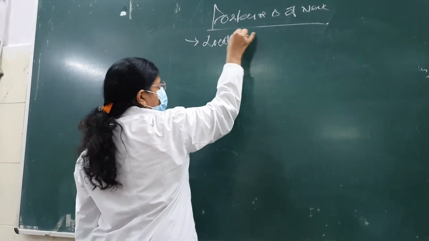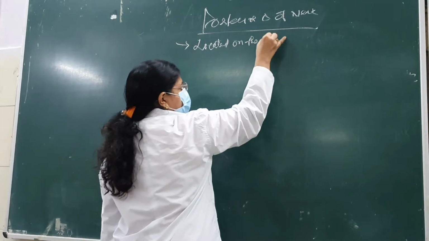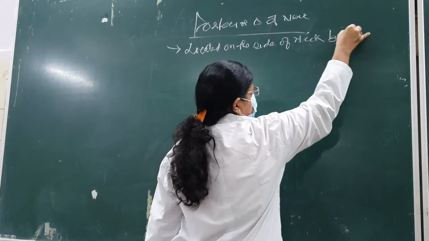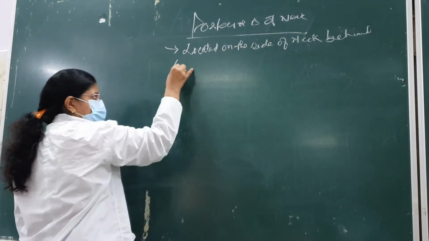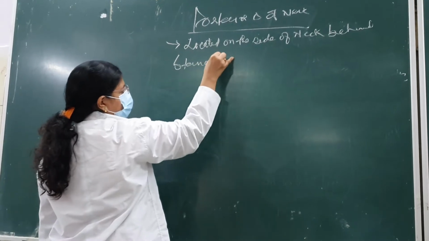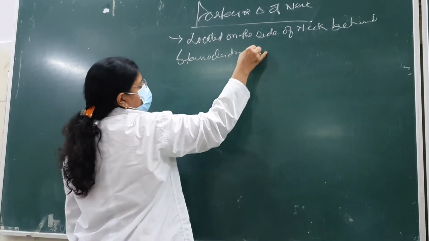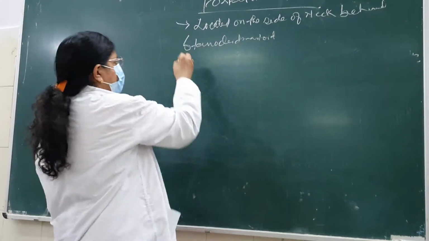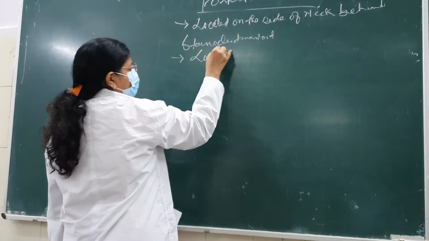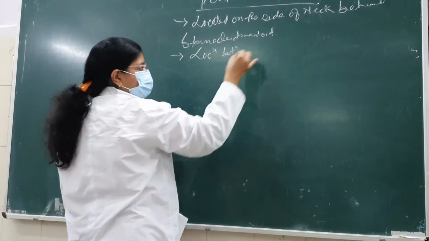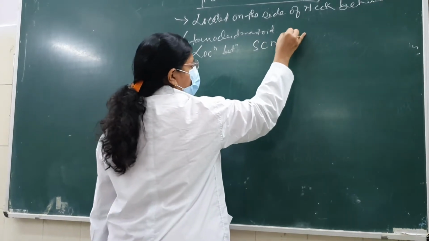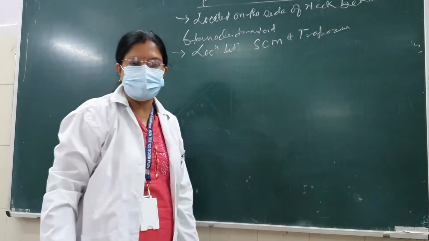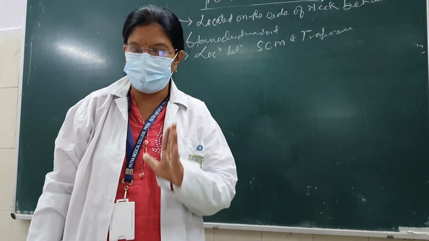So the posterior triangle is located on the side of the neck behind the sternocleidomastoid. Behind the sternocleidomastoid, and it is located between what? Located between the sternocleidomastoid and trapezius. That is the posterior triangle of your neck.